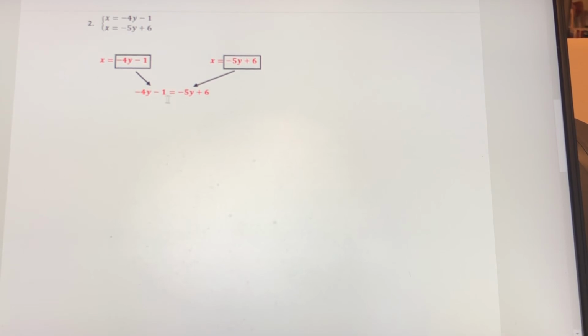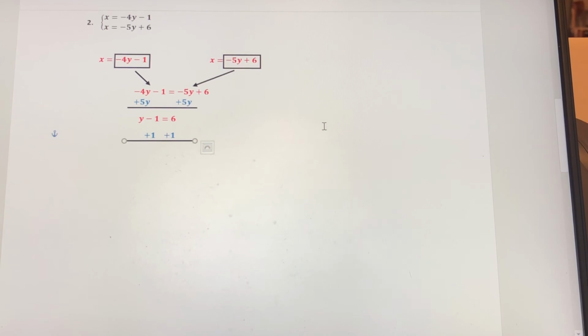So again, we've got an equation here with one variable, which means we have enough tools to solve it. I'm going to add 5y to both sides, and they cancel out on the right side. The left side, I'm left with y minus 1. On the right side, I'm just left with 6. I'm going to add 1 to both sides, and that gives me y equals 7. Again, that gives me half my answer.